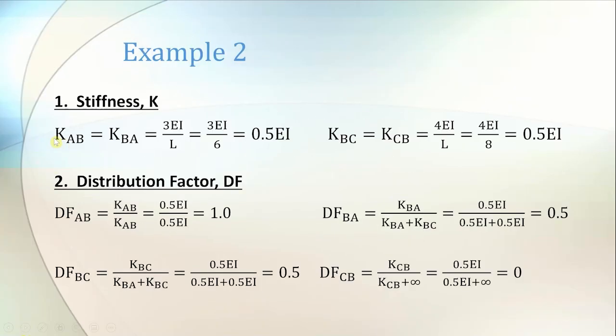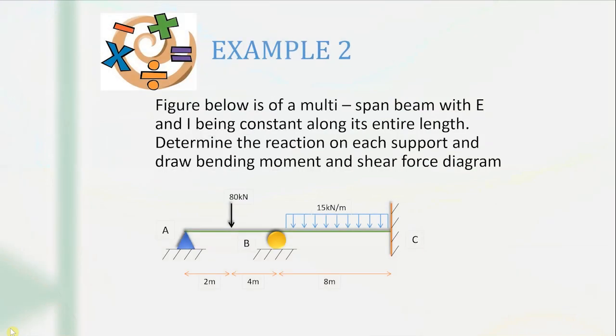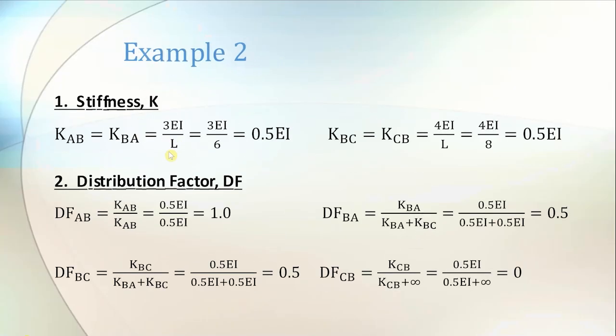Therefore, for KAB, it must be equal to KBA because it is the same beam. Look at the far end support. For KAB and KBA, the far end support is pin support. When it is pin support, you know the formula for the stiffness factor is 3EI over L. That's why 3EI over L here. And then you just fill in the value of L.